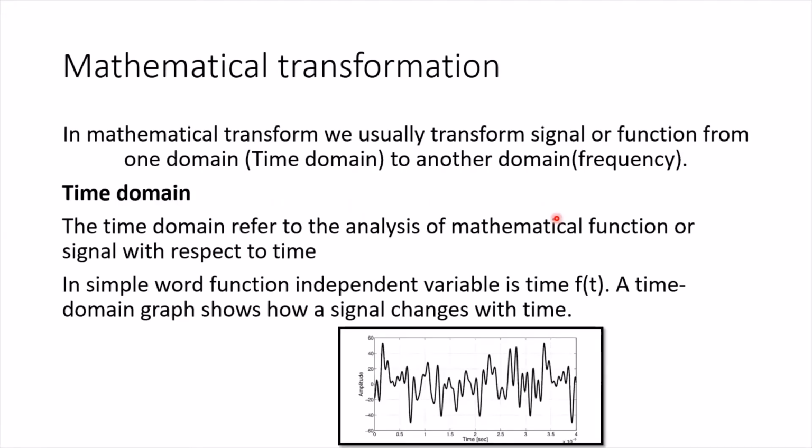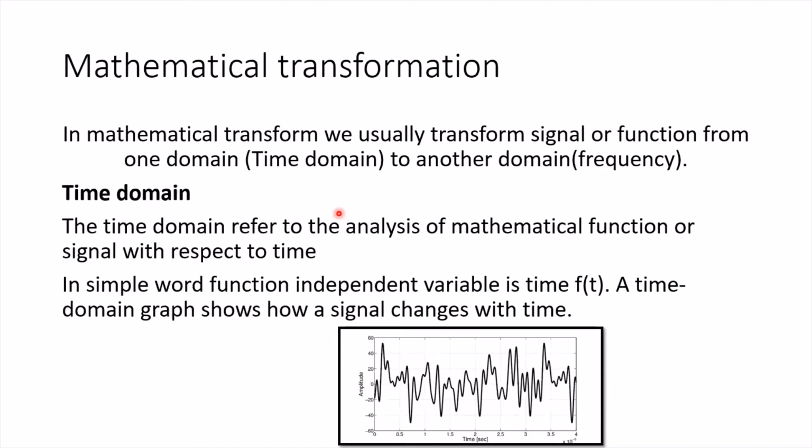Mathematical transform. In a mathematical transform, we usually transform a signal or function, interchangeably. In engineering, we call it a signal. In mathematics, we call it a function, from one domain, normally the time domain, to another domain, the frequency domain. What is time domain? I already explained what is time domain and what is frequency domain in my previous lecture on spectrum. If you didn't see that lecture, I put the link in my description, so you can go and see that lecture.